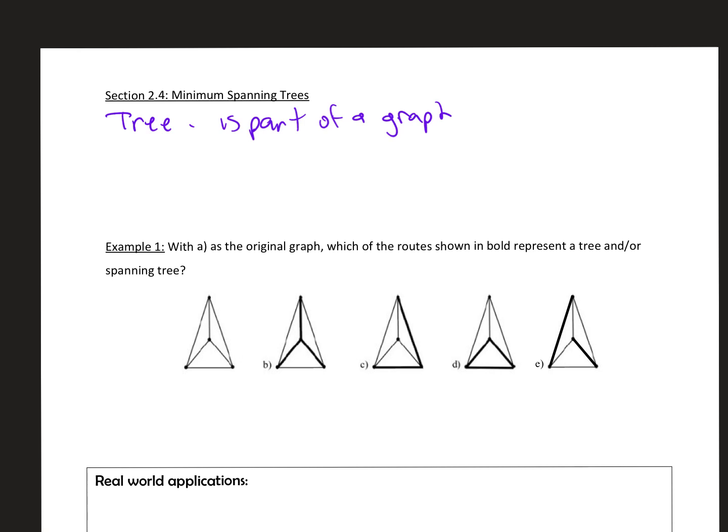All right. So let me finish this. A tree is part of a graph that does not contain a circuit.